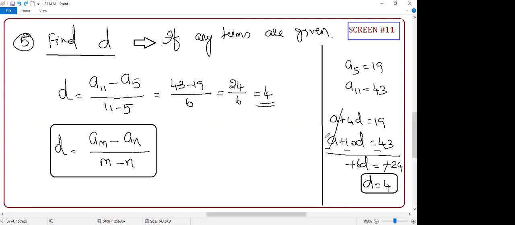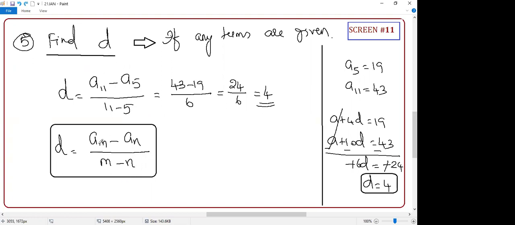Till now, any problem, any issues? Sir, if they have given A11 equals 43 and A5 equals 19, that's how we find D. Sir, which is the bigger number we write first, that's it? No, don't worry about the numbers. You can write any position. You can write A5 minus A11 also. But whatever you are writing first, that should come first in the denominator too. Clear or not?